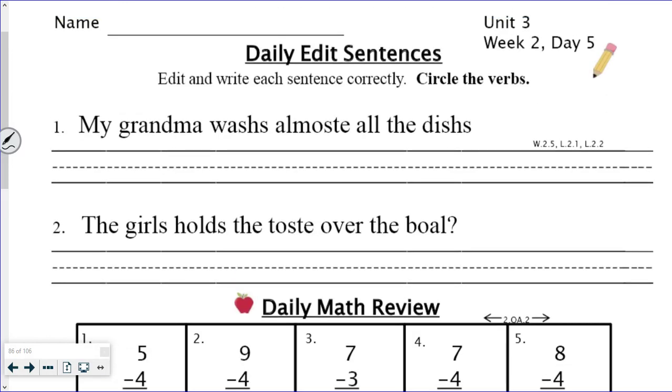Number 1, my grandma washes almost all the dishes. First problem I noticed is washes. I hear is at the end, so that tells me when I make wash into wash is, it's plural, there's an ES on the end, not an S. Almost is a combination of AL and most, which is MOST, so almost is going to be ALMOST. There's no E on the end.